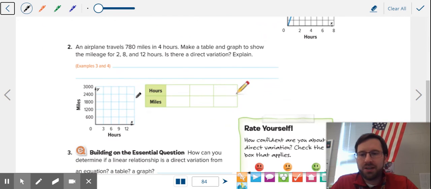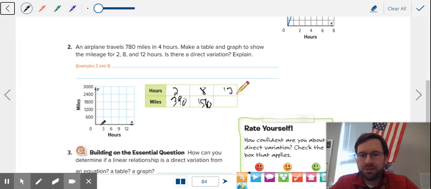Now, down here, number 2. An airplane travels 780 miles in 4 hours. Make a table and graph to show the mileage for 2, 8, and 12 hours. Okay? We've got 2 hours, 8 hours, 12 hours. So if it does 780 in 4 hours, we're going to divide that by 2 to get to 2. 4 divided by 2 is 2. 780 divided by 2 is 390. Now, if I double it, that gives me 8. Double it to get 1,560. And once again, it's not perfect, but it's certainly better than the decimal.